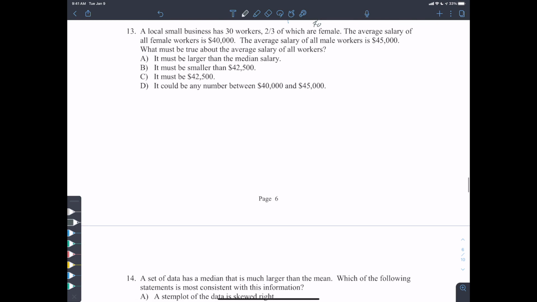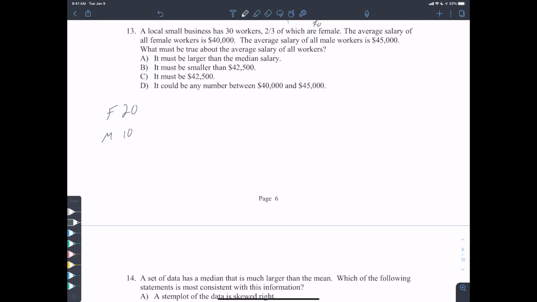13. A small business has 30 workers, 2/3 of which are female. The average salary of all female workers is $40,000. Average salary of all male workers is $45,000. What must be true about the average salary of all workers? So if you have 30 workers and 2/3 are female, that means you have 20 female workers and you have 10 male workers.